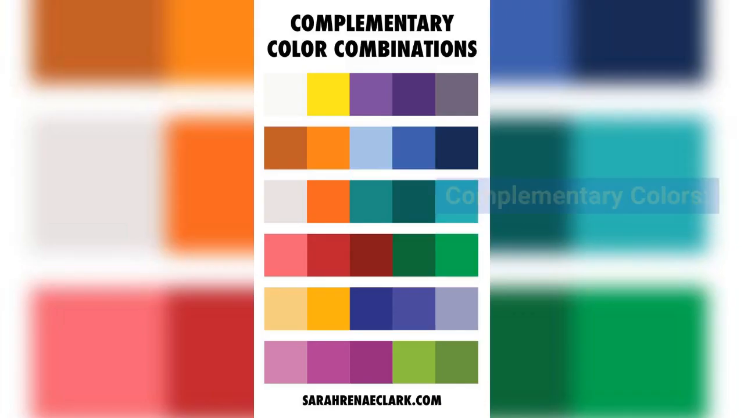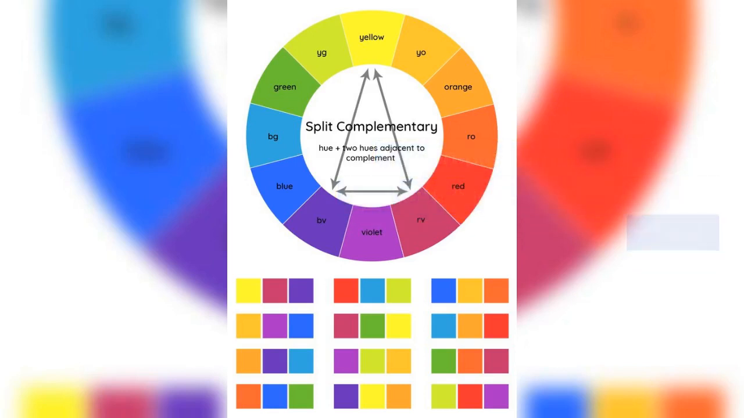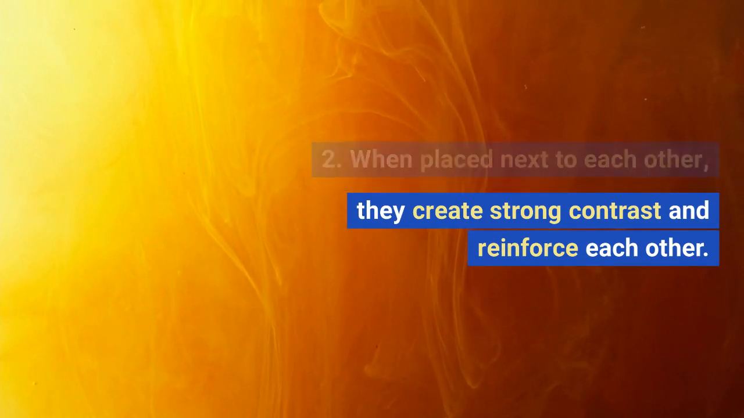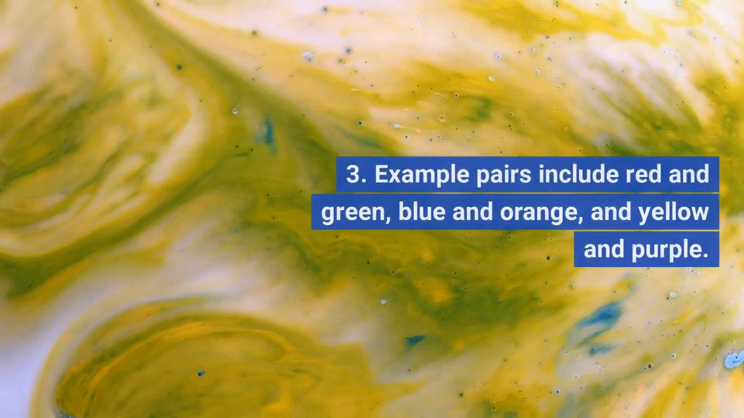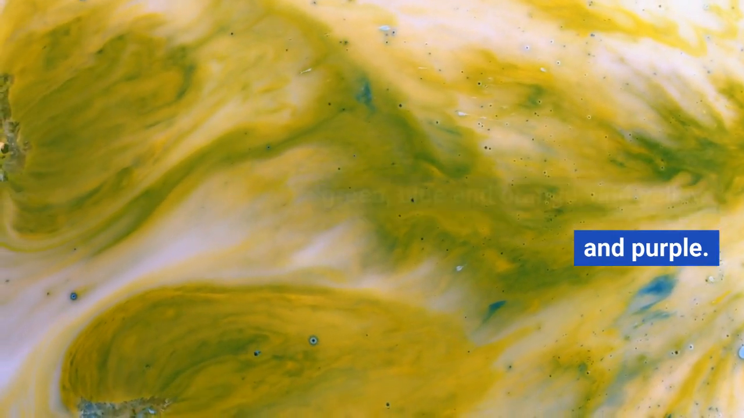Complementary colors. 1. Complementary colors are opposite each other on the color wheel. 2. When placed next to each other, they create strong contrast and reinforce each other. 3. Example pairs include red and green, blue and orange, and yellow and purple.